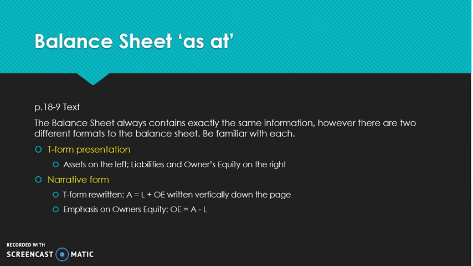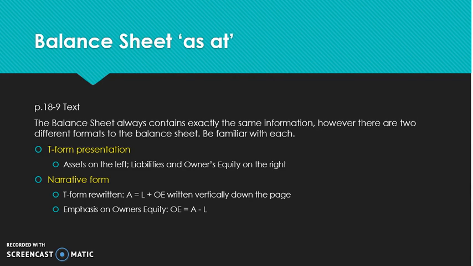The balance sheet as at. Okay, so the balance sheet always contains exactly the same information. It's always your assets, your liabilities, and your equities, your owner's equity. We will work with a T-form presentation. There is a narrative form though. So that is where it is sort of like a summary sheet.